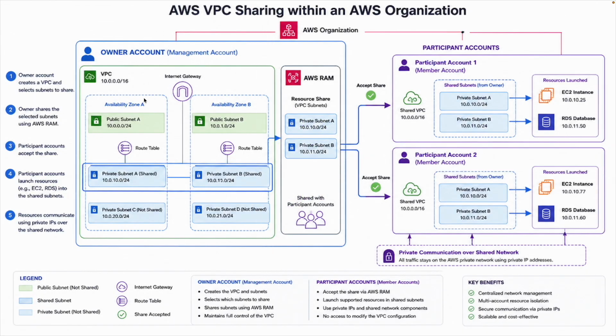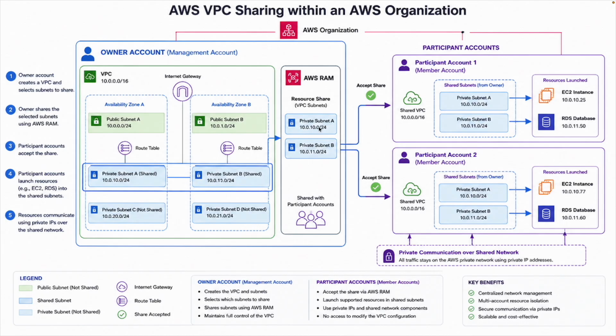This is the architecture we're going to be building. This architecture demonstrates AWS multi-account VPC sharing using AWS Organizations and AWS Resource Access Manager (RAM). This is a common enterprise networking pattern that allows multiple AWS accounts to deploy resources into a centrally managed VPC without each account having to create and manage its own networking infrastructure.